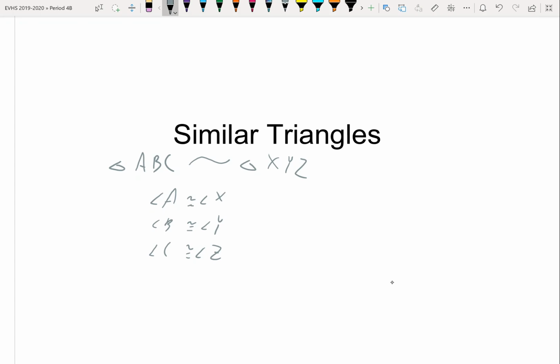Also, our line segments are proportional, which means that line segment AB, positions 1 and 2, over XY, also position 1 and 2, is equal to BC over YZ. This is position 2 and 3 on both, which is also equal to the wraparound AC over ZX. So that's what our similar triangles do. Let's just explore these a little more.